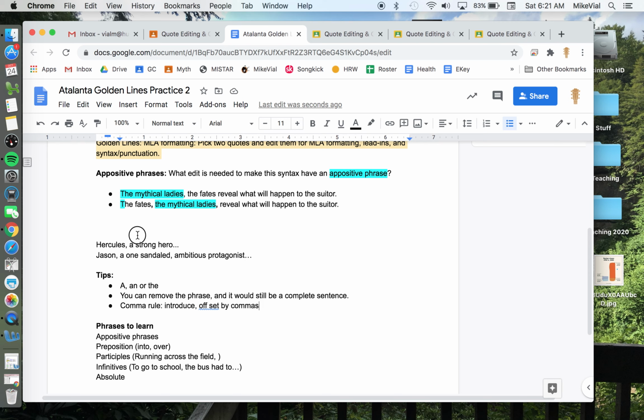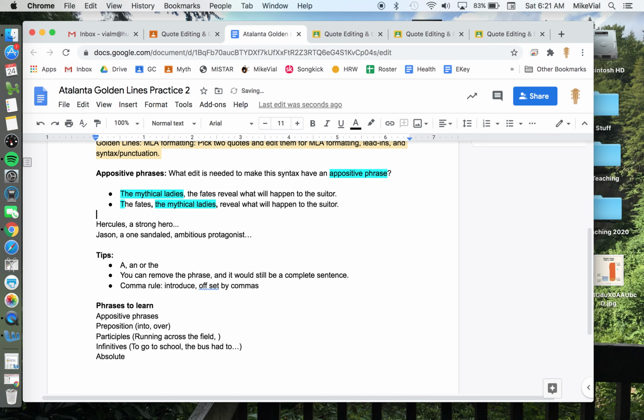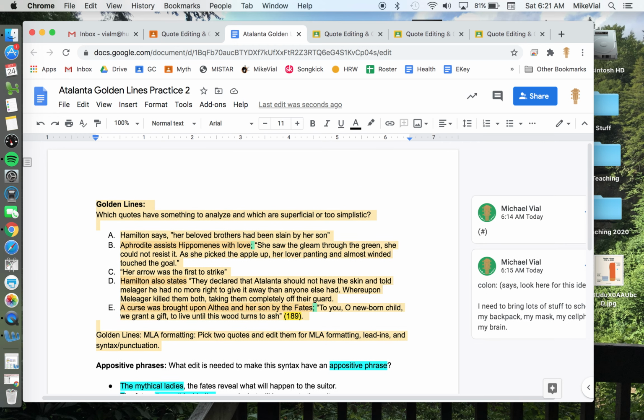So I want you to go back and revise. We're going to practice this. We're going to have a summative assessment on Friday that's open notes, very short, very writing based, to see how well we're learning how to write with a blue appositive phrase and fixing our quotes.